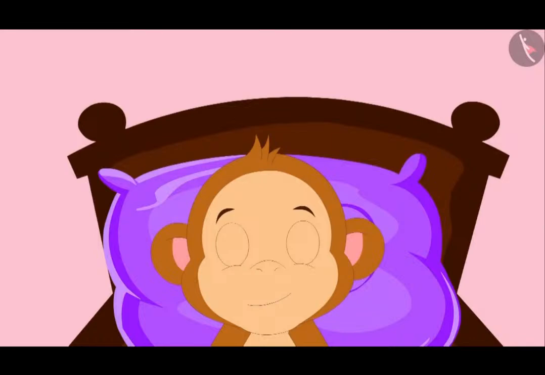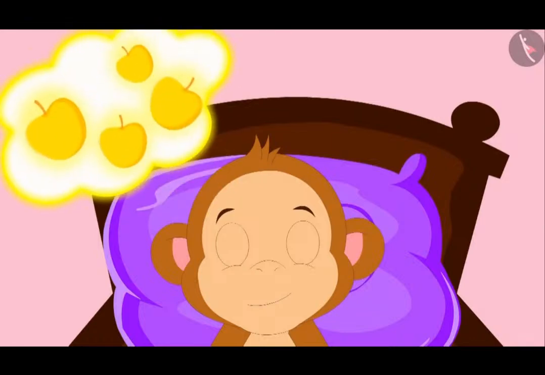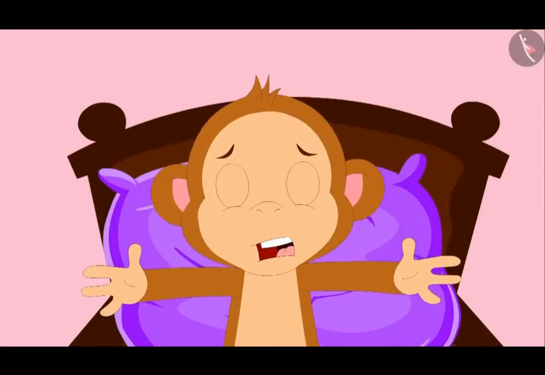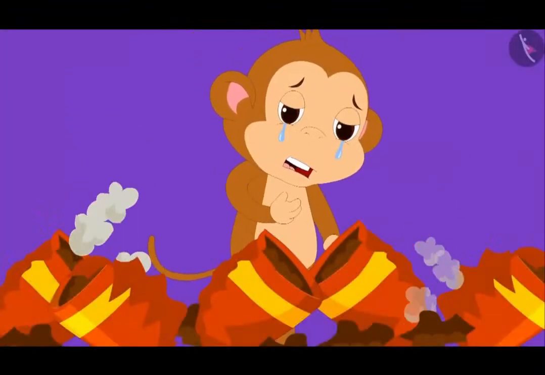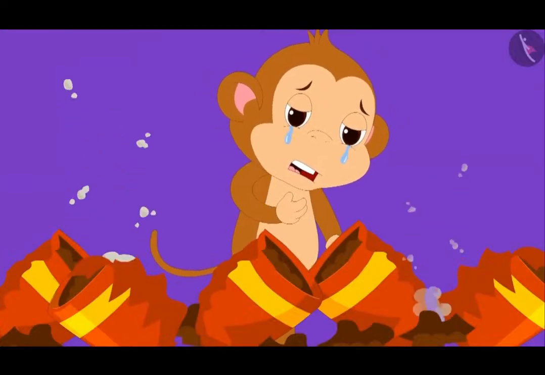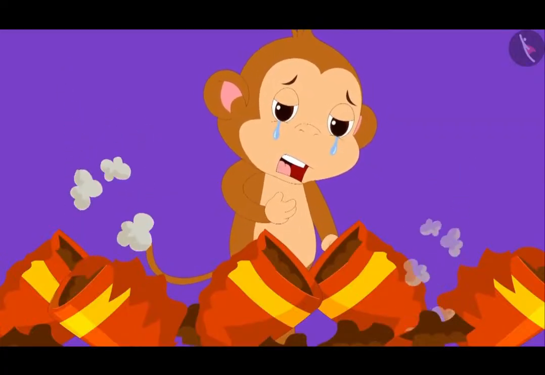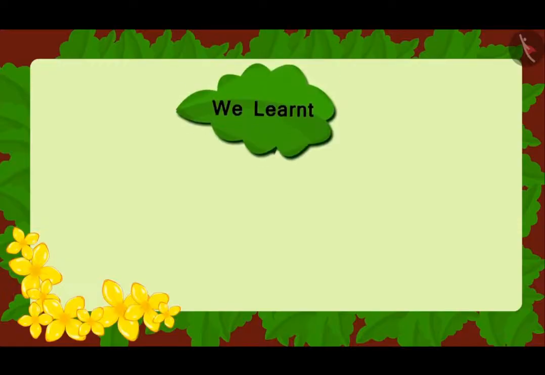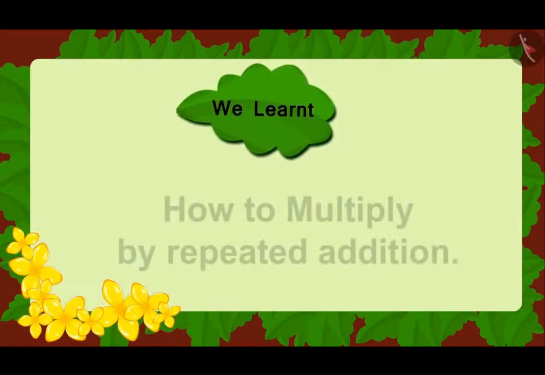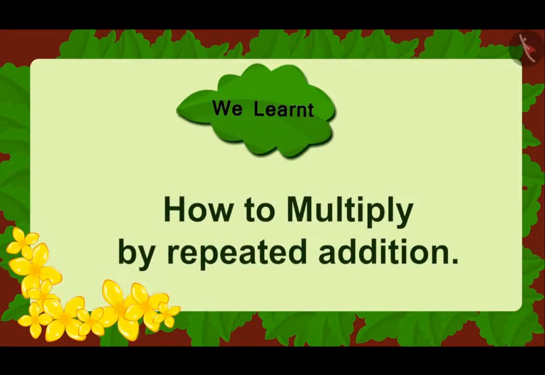After planting the seeds, Babban was dreaming of golden apples at night. Suddenly, he heard a blast. When Babban went out to check, all his pots had broken. Once again, Babban became a victim of greed. Children, in this lesson, we learnt how to multiply by adding repeatedly. In the next 2 lessons, we will see some more of its interesting examples.